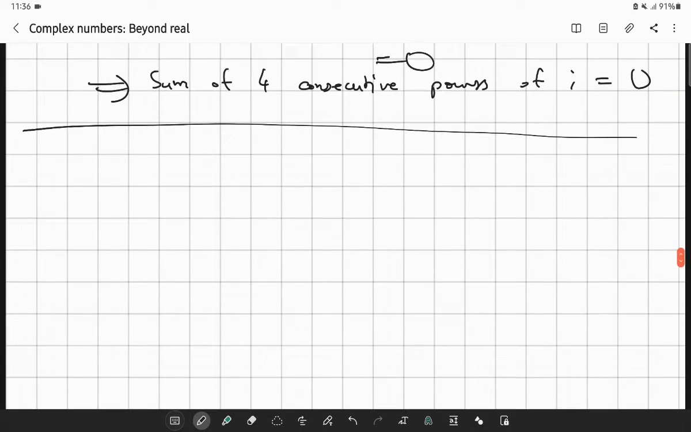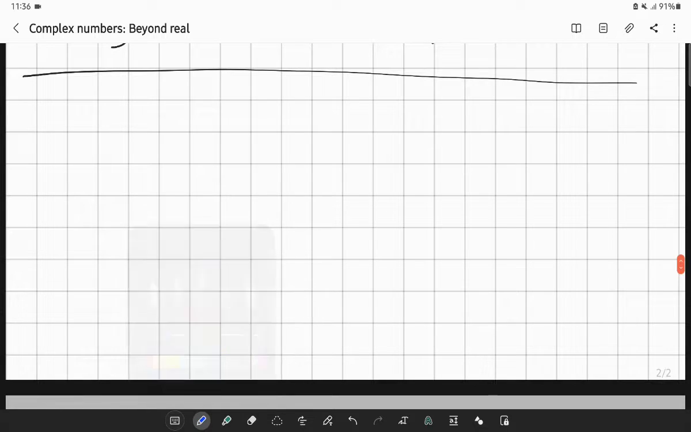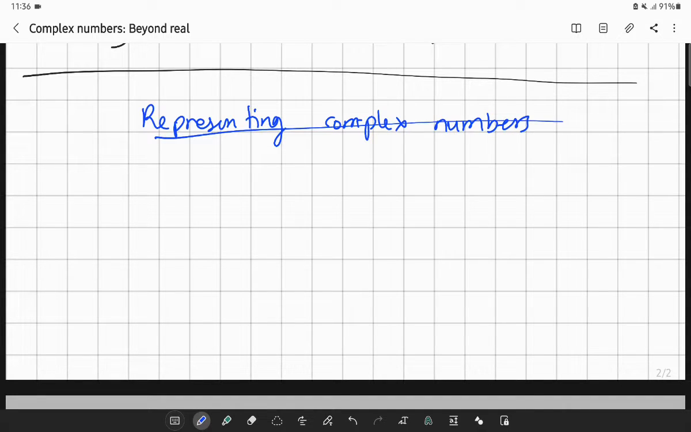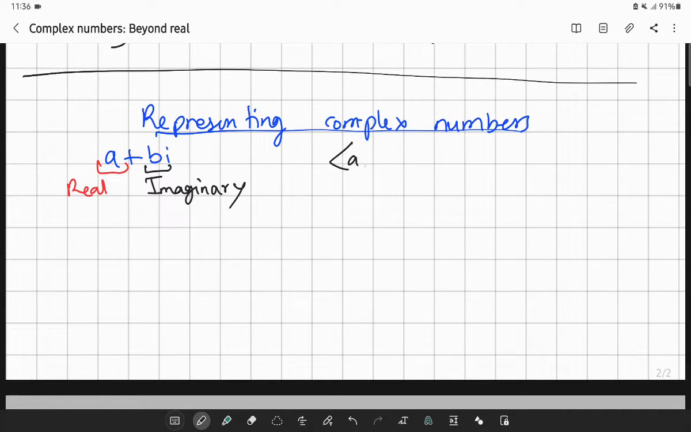Anyway, enough with that. Let's now move on to representing complex numbers. Since complex numbers have 2 parts, a plus bi, we give them names. So a is the real part and b is the imaginary part. You can almost think of a and b as a vector, and in a lot of ways it's true.